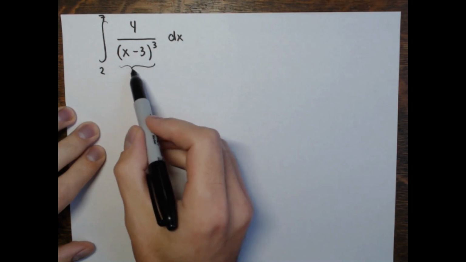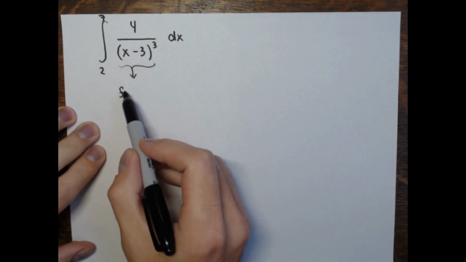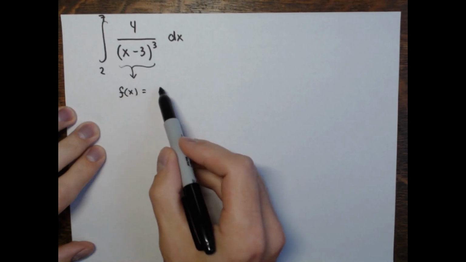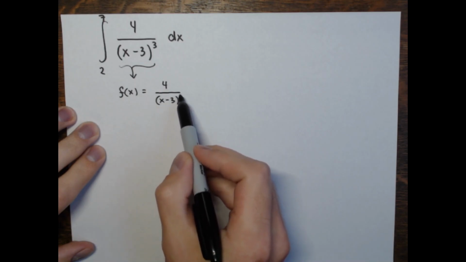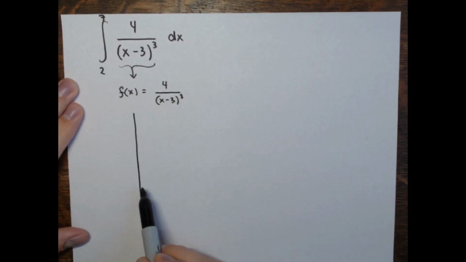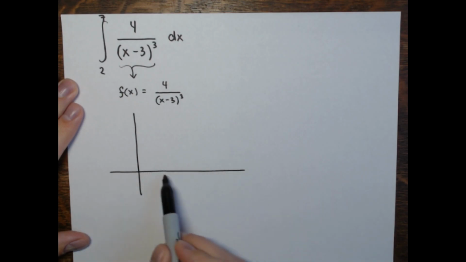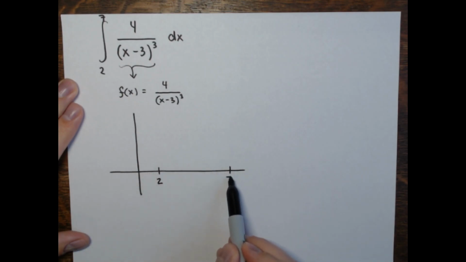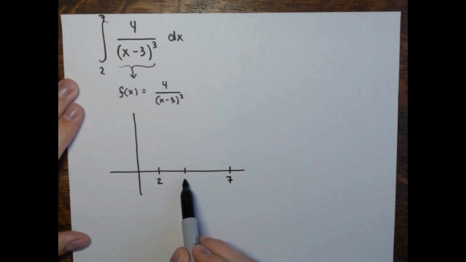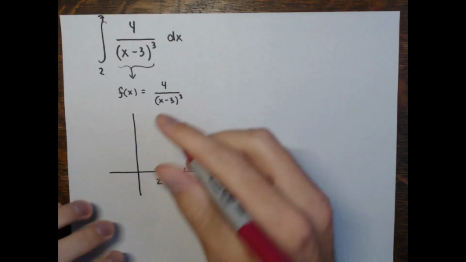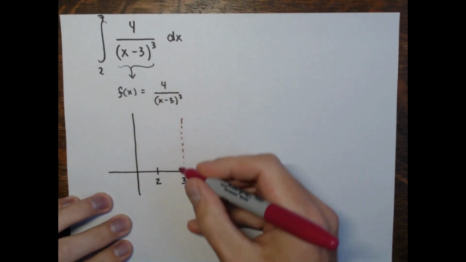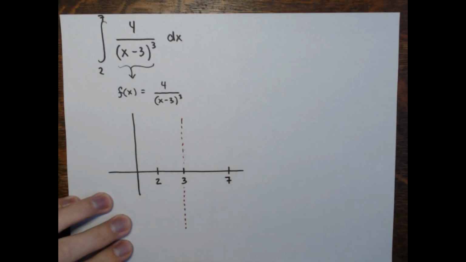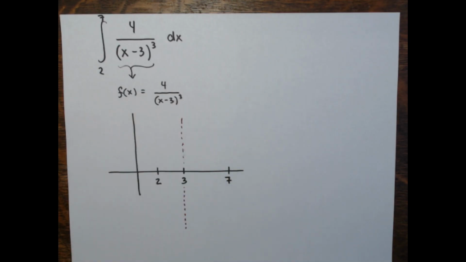and I will draw again a rough sketch of this function. Call it f of x again. This 4 over x minus 3 cubed, and look at a really rough sketch of this from x equals 2 to 7. Again, there's going to be a discontinuity in between here at 3, right? X can't be 3, you'd be dividing by 0. And I know from prior experience that this will be one of those infinite discontinuities. You're going to have a vertical asymptote.